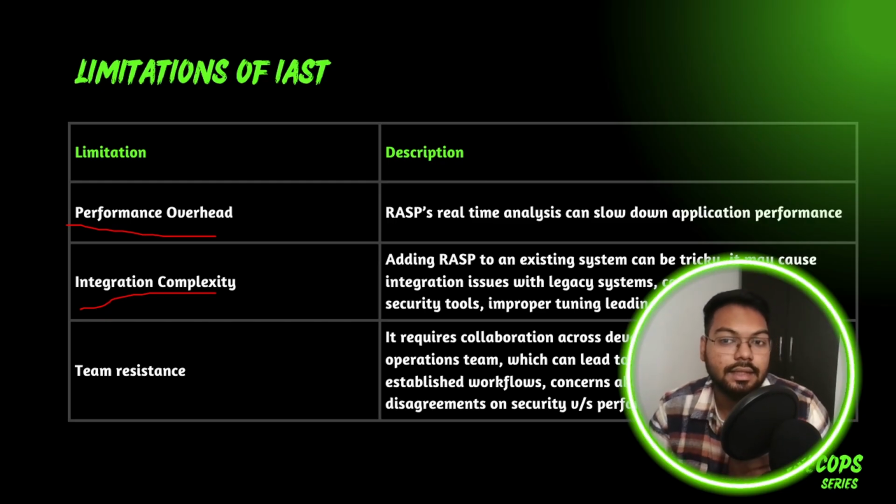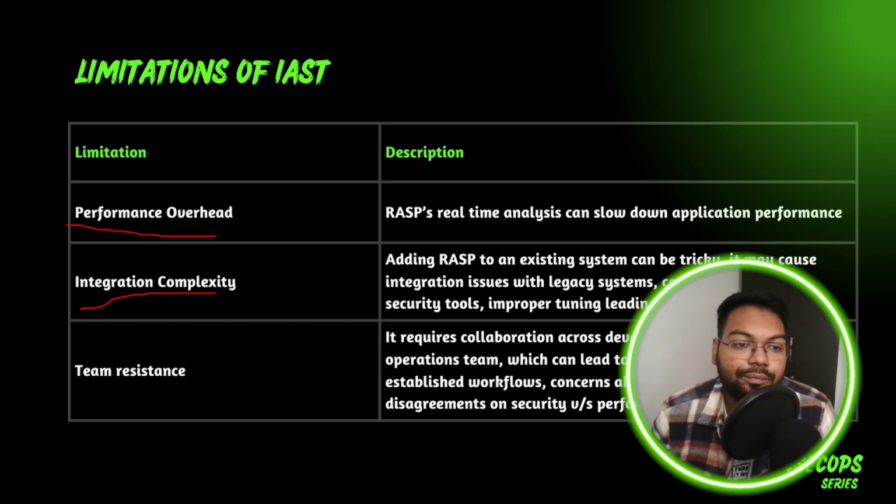So SAST is easy, SCA is easy, DAST is a bit complicated to apply, IAST is a bit more complicated, then RASP is again more complicated, WAF is a little bit more complicated than other things. So that's the hierarchy of integration complexity as it reaches ahead.